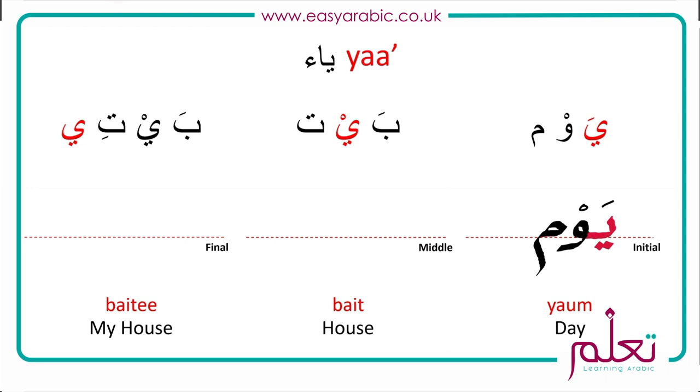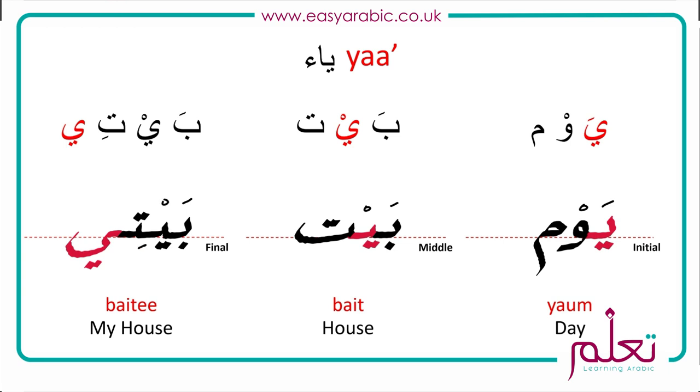So the next word is Bayt, which is house. So we have Ba. Then we have the Ya. Then we have Ta. Bayt. Then finally we have Bayti, which is my house. So we have Ba, we have the Ya, we have the Ta, and then we have the Ya. That's Bayti. So Yawm, Bayt, and Bayti.